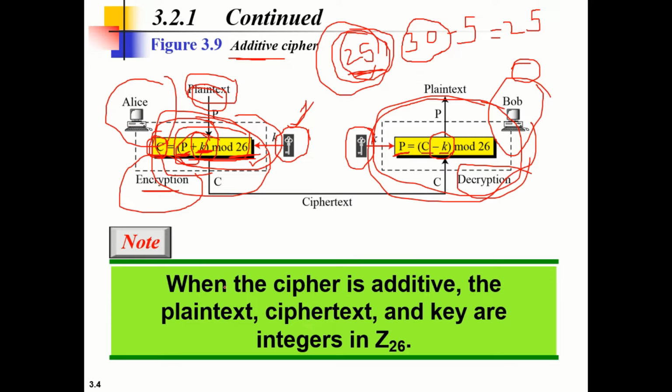It is also telling you that when the cipher is additive, the plain text, the cipher text and the key are integers in Z26. Okay, so this will be the set. So in additive cipher we are using this single set. In multiplicative cipher we'll be using one more set. Why is it so? I'll tell you the reason while discussing multiplicative inverse. So this is how we encrypt and decrypt the message using additive cipher.